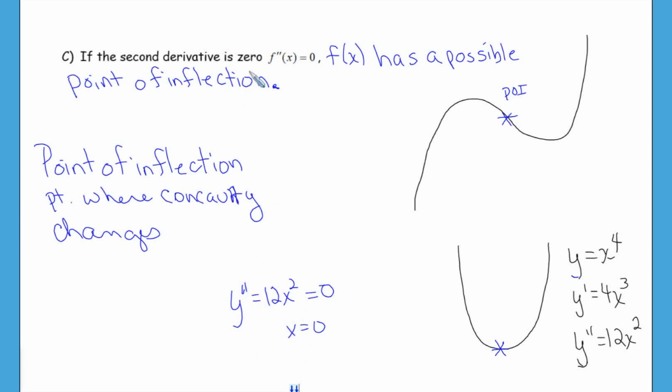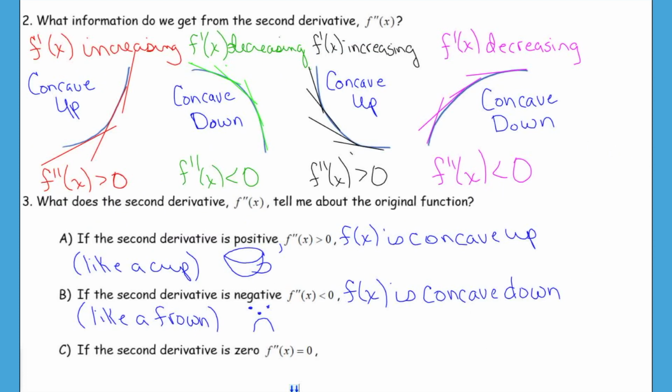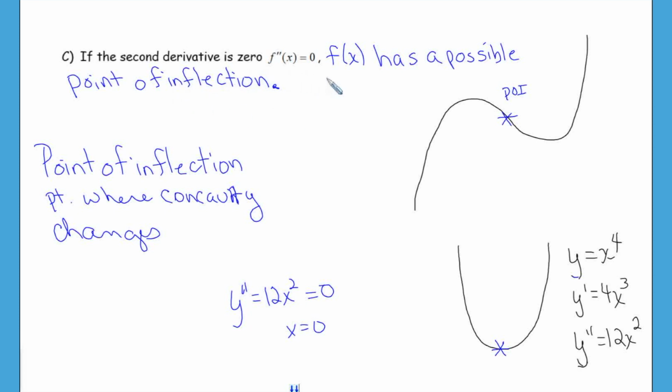So when you find the second derivative equal to 0, in order to find out if it is an inflection point, you have to check to see if it changes signs around it or changes concavity around it. Okay? All right. Well, that's a lot of vocabulary, isn't it? So just to recap for just a minute: if the second derivative is positive, concave up. Second derivative is negative, concave down. If the second derivative is 0, possible point of inflection, and all that means is where the concavity changes.